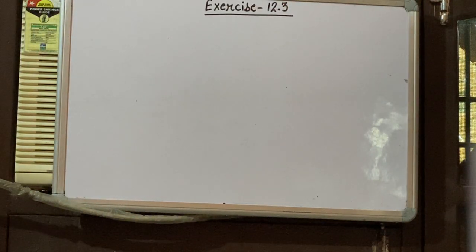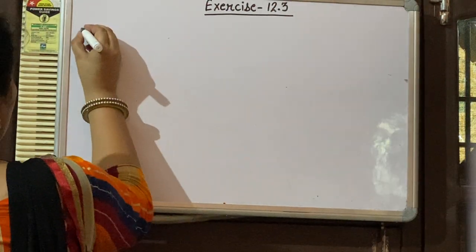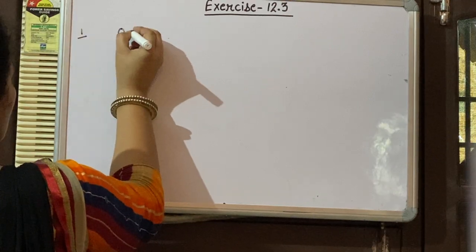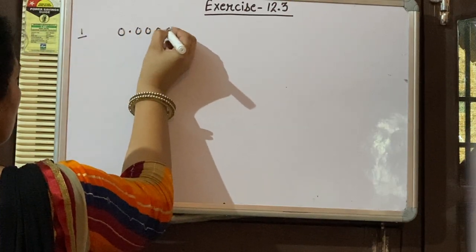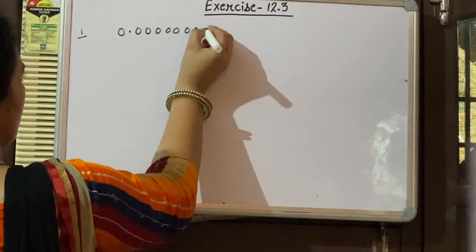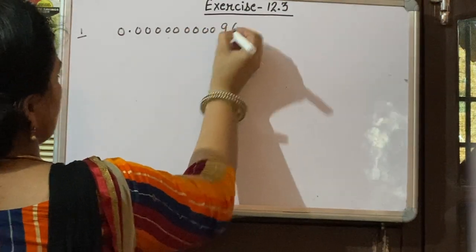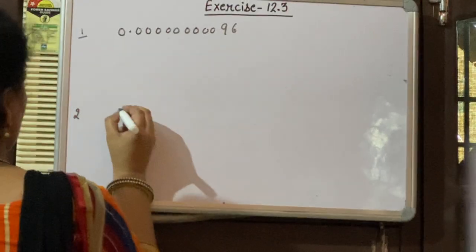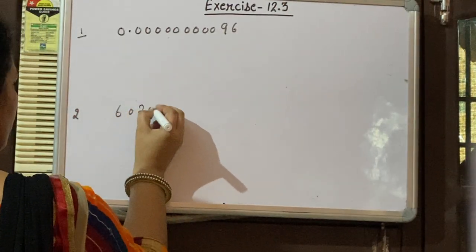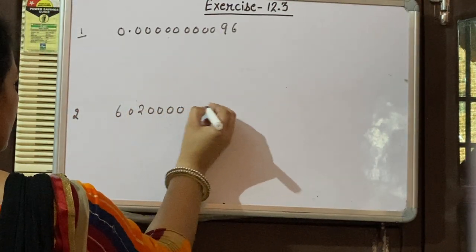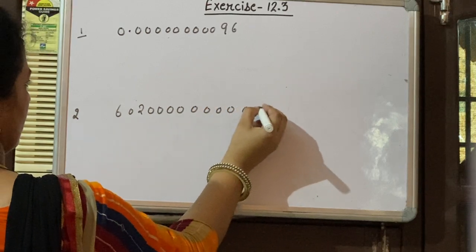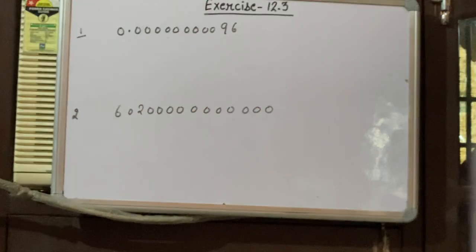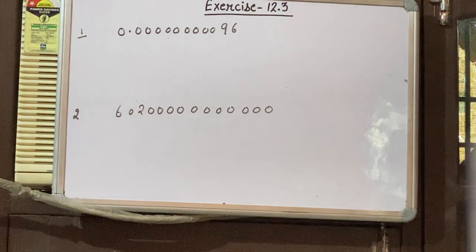First, we have to change the numbers into standard form. The numbers are: first is 0.00096, second is 602. We have to change these numbers into standard form.